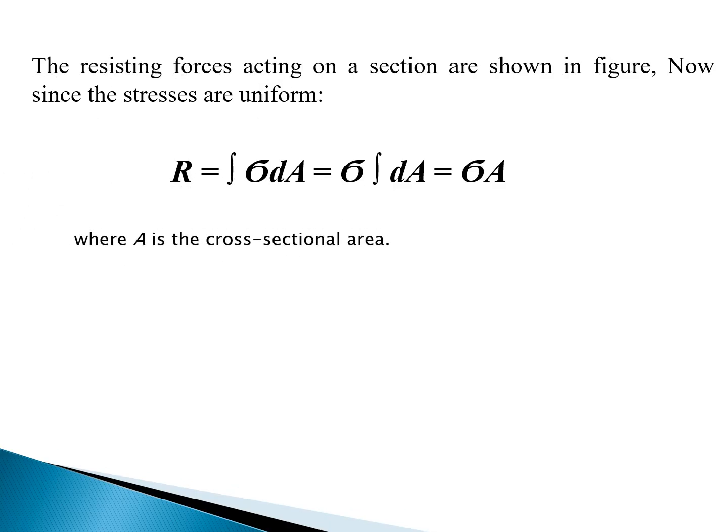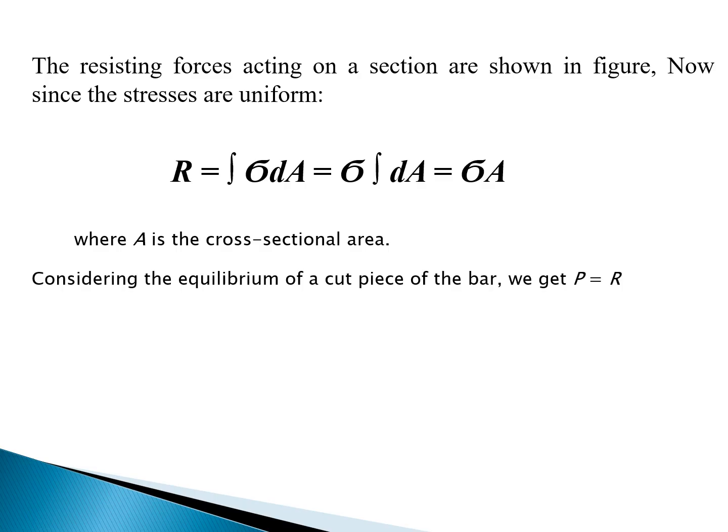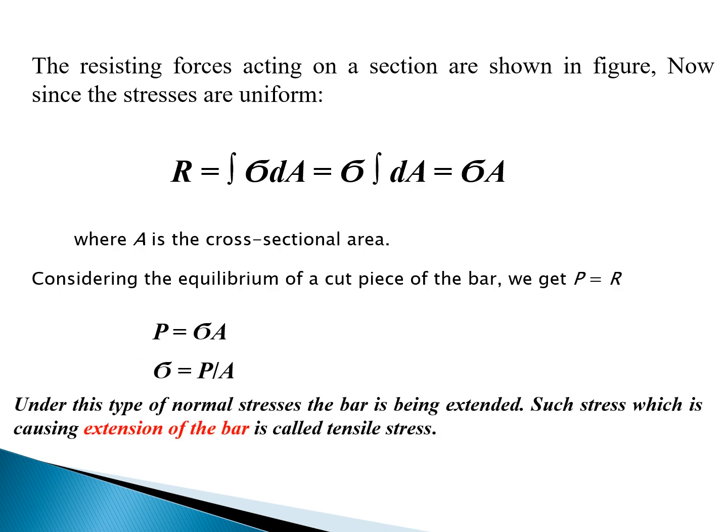Now since these stresses are uniform, in that case the resisting force is equal to sigma into A, where A is the cross sectional area and sigma is the stress. Already I mentioned, so P is nothing but sigma times A. So sigma equals P by A. Under this type of normal stress, the bar is being extended. Such stress which is causing extension of the bar is called the tensile stress. That means due to the stress, the bar will be extended.